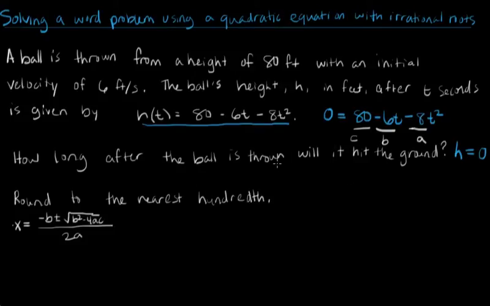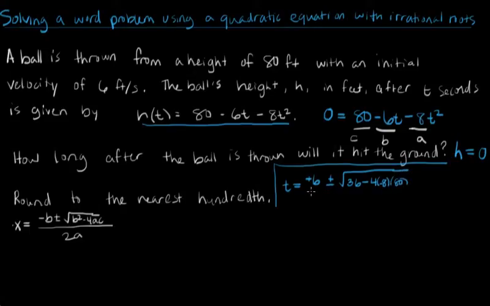Okay, so let me make a little space here so I can work. I'm going to try not to run out of room. So in this case, x is t, so I'll just say t equals negative b, so positive 6 plus or minus the square root of b squared, so negative 6 squared is 36, minus 4 times a, which is negative 8, times c, which is 80, all over 2a, so 2 times negative 8. Okay, negative b plus or minus the square root of b squared minus 4ac all over 2a.